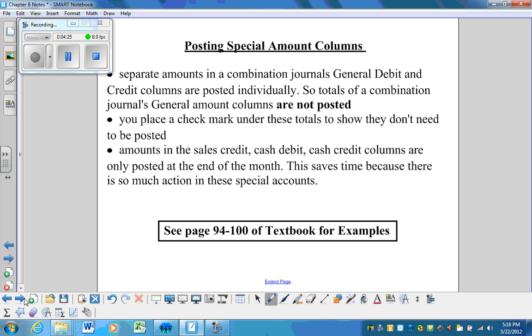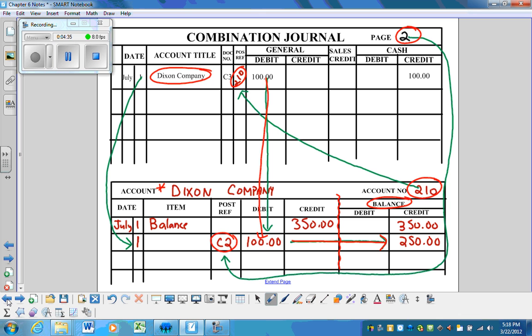Separate amounts in a combination journal's general debit and credit columns are posted individually. So totals of a combination journal's general amount columns are not posted. I'll go back a page here. When you're all done, you would have your single underline here to show that you had a total for your debit and your credit. What that is telling you is that you don't have to do anything with those totals. Those totals don't go anywhere because you posted everything along the way individually.